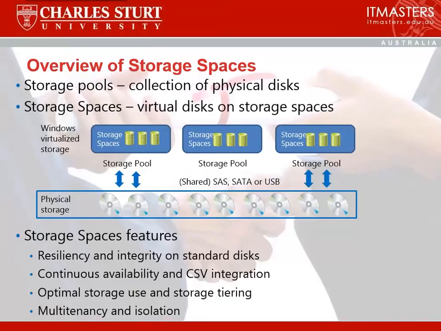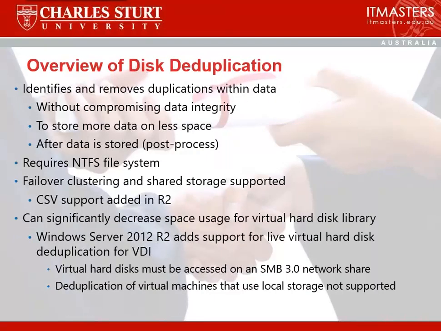You have the continuous availability, assuming you have space, and it has the CSV integration. You can have optimal storage and storage tiering with multi-tenancy and isolation. If you remember last week, we said each VM is isolated from each other unless you connect them via the NIC. Okay, you can also have this deduplication. I'm not gonna go into this here in detail.